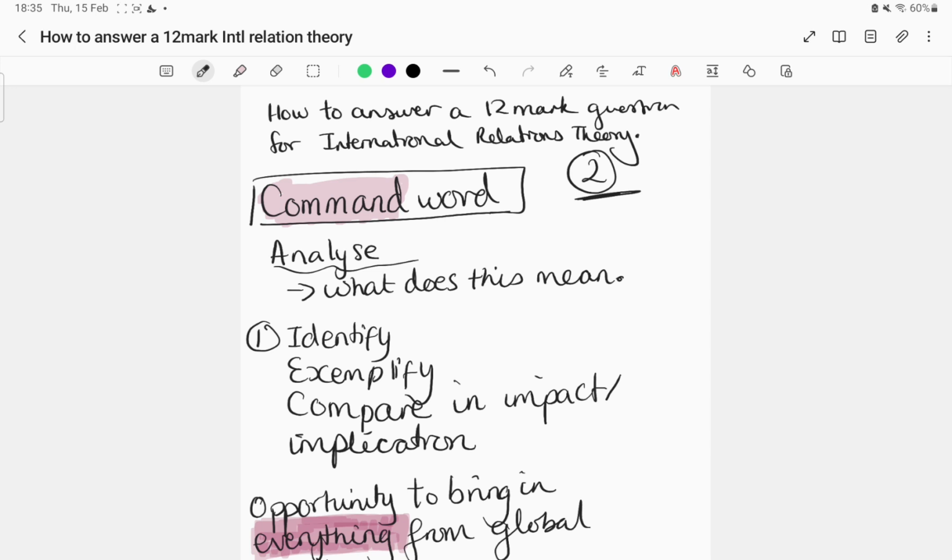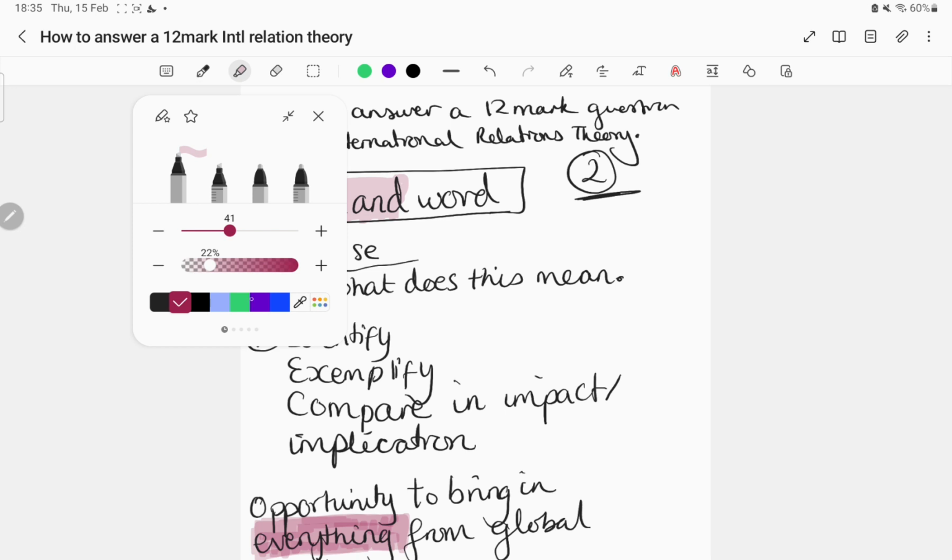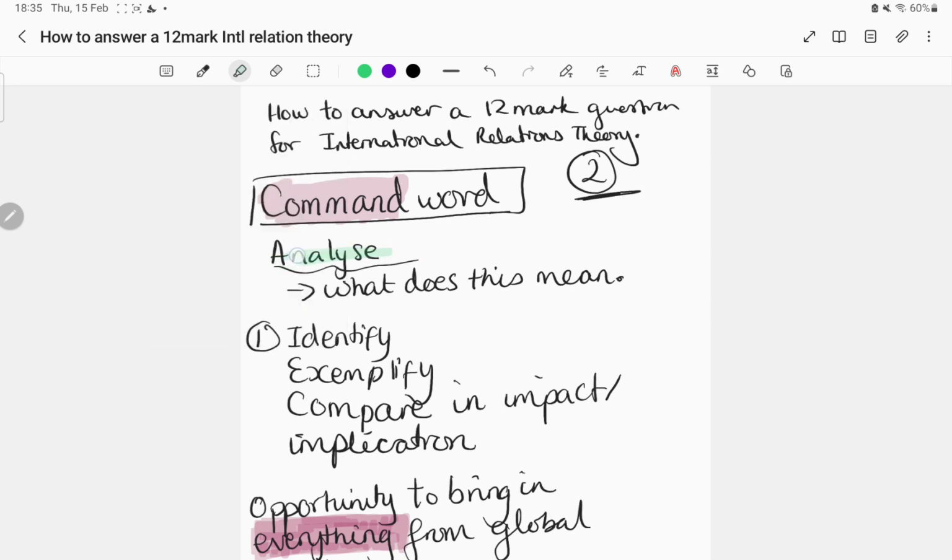So this is question 2, and as I said, it's the only one that everyone has to answer. Now, I want to start by saying that the command word is different. So for the international relations question, the command word will be analyze, and by analyze, there are a couple of things that you have to remember.